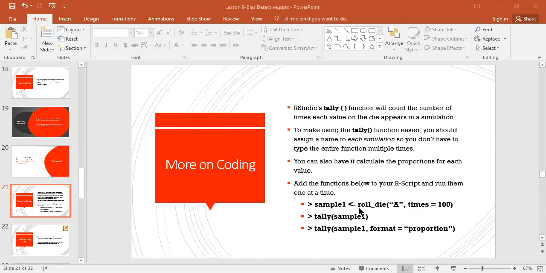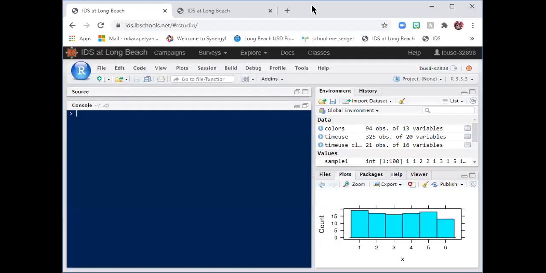So if we take each one of these and we put it into RStudio, we can actually see this happen. So I'm going to share my RStudio page with you guys here. Okay, let me move this over here. I hope you guys can see it. Wait, hold on. Resume share.